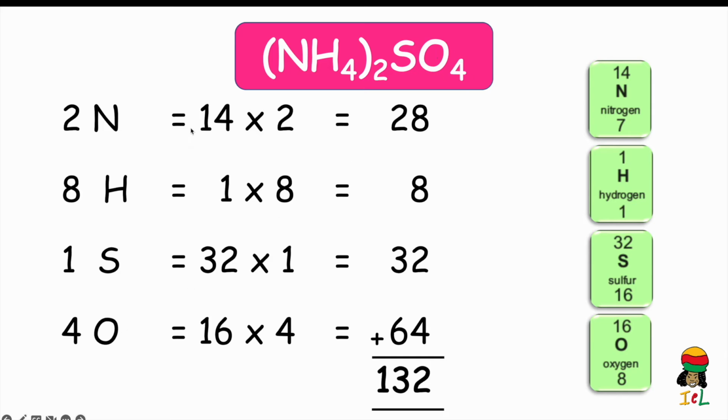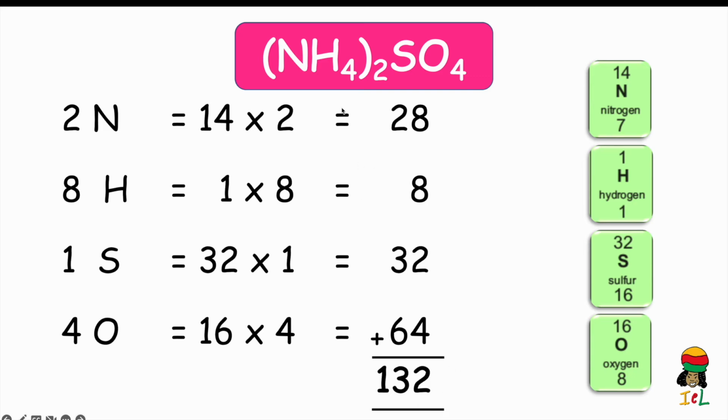So the relative mass of nitrogen is 14 times 2 nitrogen atoms, which gives a total relative mass for nitrogen of 28. Hydrogen, relative mass of 1 times 8 hydrogens, giving a total product of 8 for hydrogen. Then for sulfur, relative mass 32 times 1 sulfur gives a total relative mass of 32 for sulfur. And for oxygen, relative mass 16 times 4 oxygen atoms, giving a total of 64 for the relative mass of oxygen within the compound. So the total relative mass of the ammonium sulfate is 132.